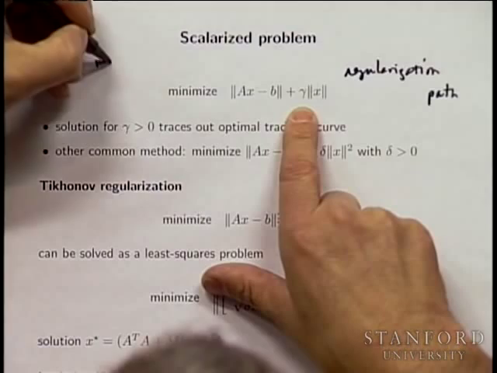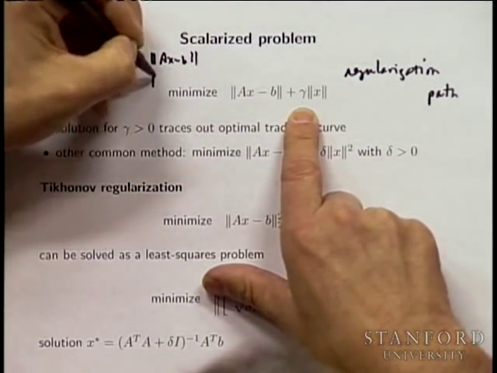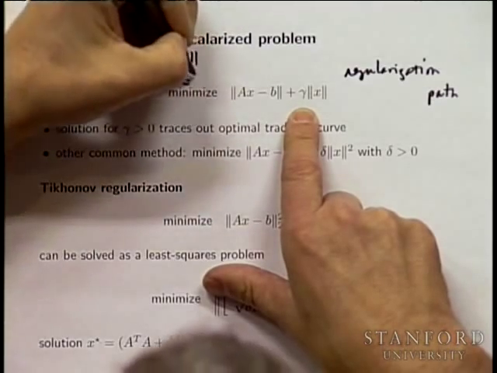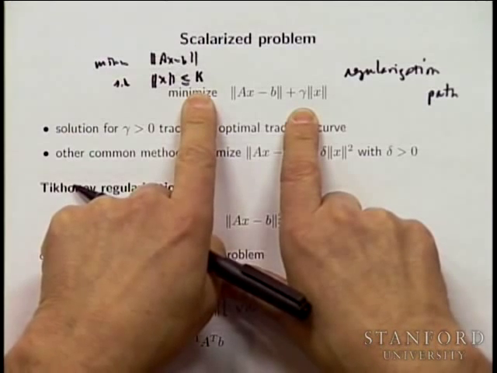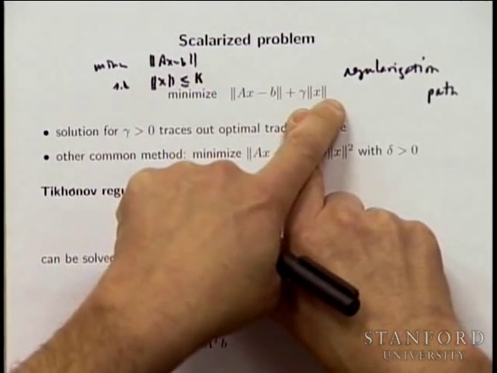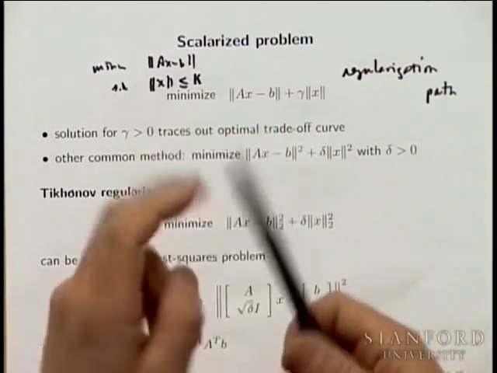The gamma, just as a lambda, is it just like a Lagrangian problem? Which one? Here? Yeah, it is exactly that. By the way, that's another way to solve this, which is to minimize norm Ax minus b subject to norm x less than some kappa or something. And then you vary kappa. And then indeed, the Lagrangian for this is something like that, except for a term minus gamma kappa. So yes, it's related to that.